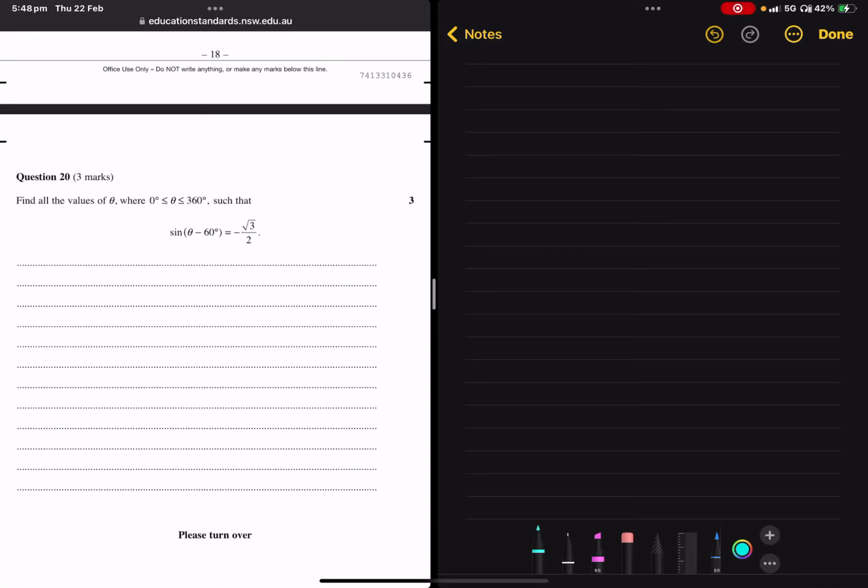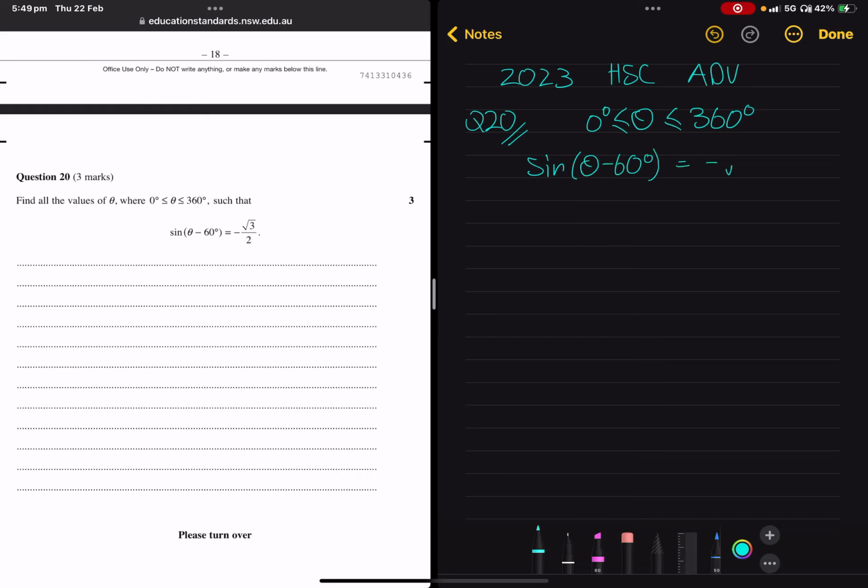Okay, so we're going to take a look at another question from the 2023 HSC Advanced Maths paper. This is question 20. We are told to find all of the values of theta, where theta is greater than or equal to 0 degrees and less than or equal to 360 degrees, such that sine of (theta minus 60 degrees) is equal to negative square root of 3 on 2.